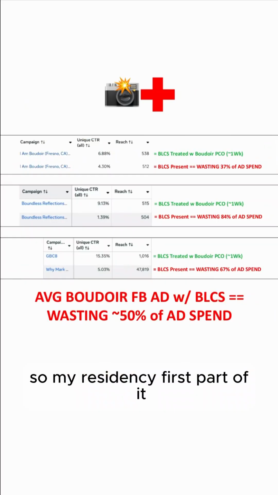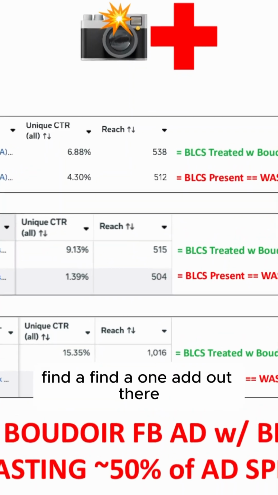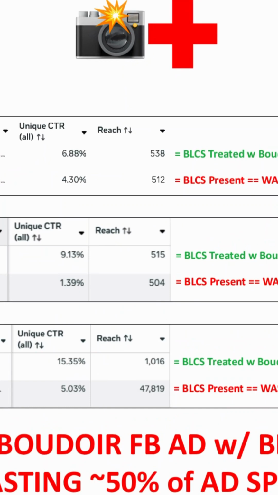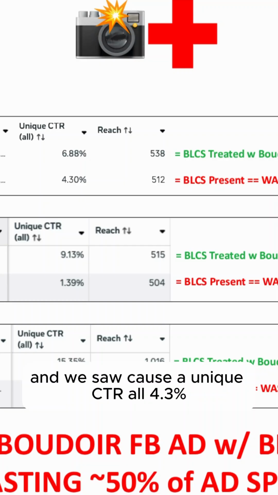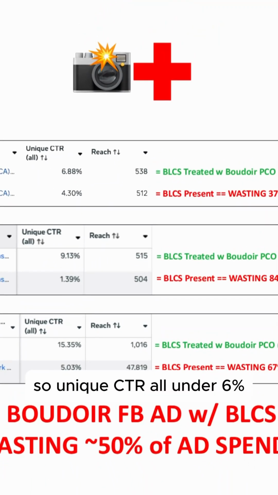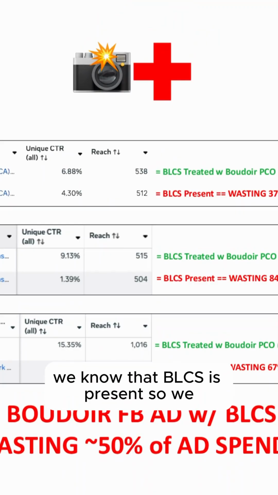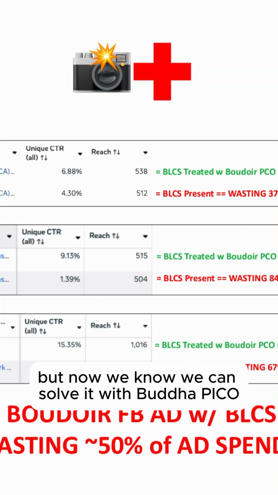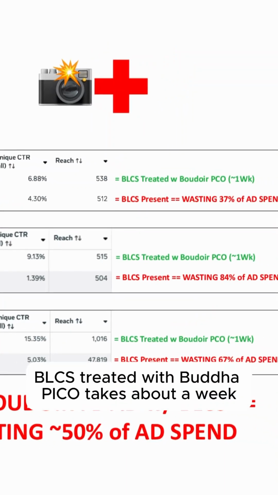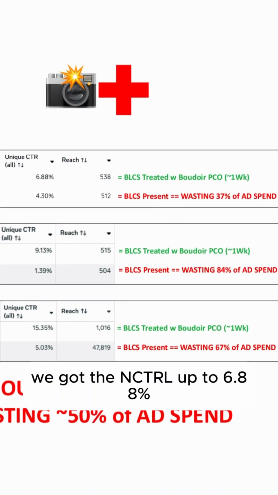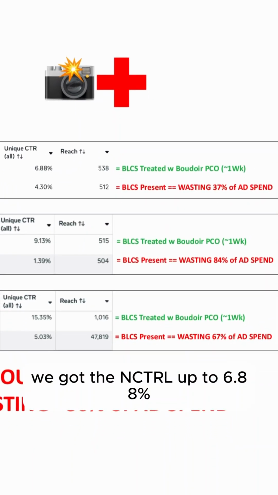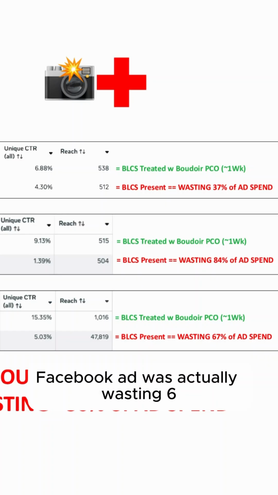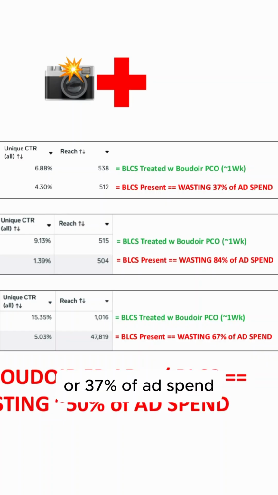So my residency, first part of it: finding one ad out there, bringing it back to the hospital, testing it, and we saw a unique CTR of 4.3%. Unique CTR under 6%, we know that BLCS, Boudoir low click syndrome, is present. But now we know we can solve it with Boudoir Pico. So we did exactly that. BLCS treated with Boudoir Pico takes about a week. We got the unique CTR up to 6.88%. So now we discovered the original Boudoir Facebook ad was actually wasting 37% of ad spend.